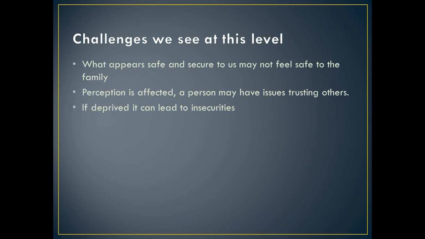When safety needs are not met, we can't move to the next level. For instance, if you have one partner in a relationship that is abusive to the other, the abused partner cannot move to the next level because they're in constant concern for safety.